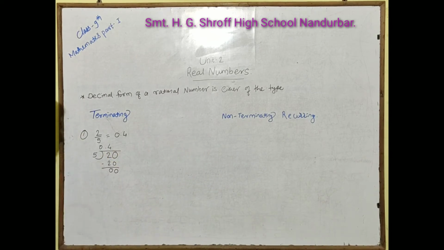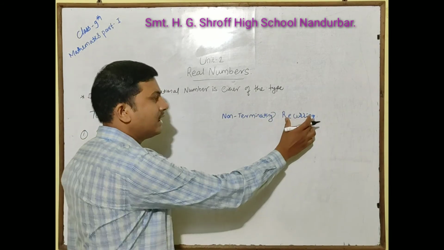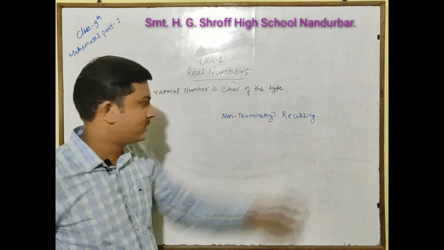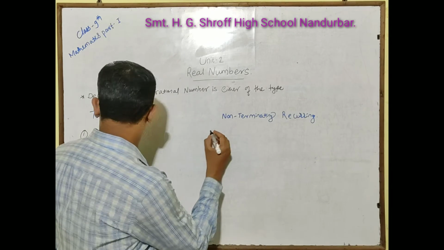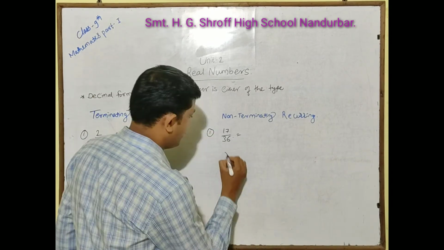It stops here. For non-terminating, recurring, another word is what? Repeating. Next example, 17 upon 40.